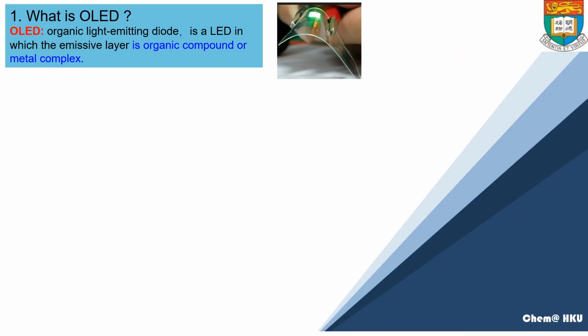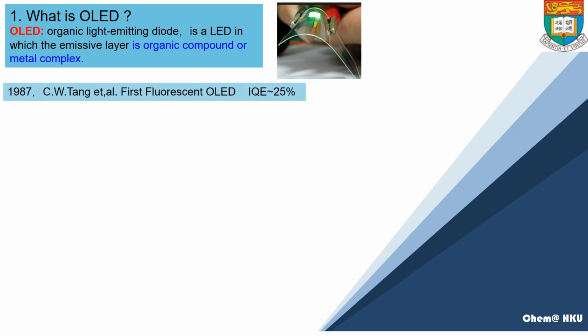Let's move to the first part. So what is OLED? OLED is the abbreviation of organic light emitting diode. It is an LED in which the emissive layer is an organic compound or metal complex, as the picture shows. In 1987, the first OLED was reported by Professor Tang. It was actually a fluorescent OLED with 25% internal quantum efficiency.